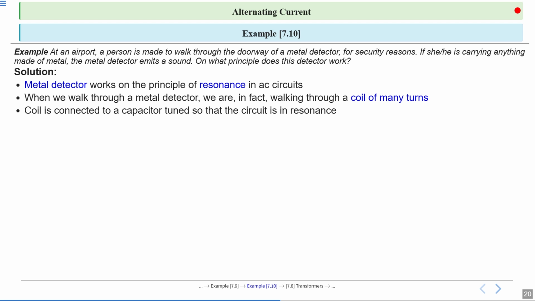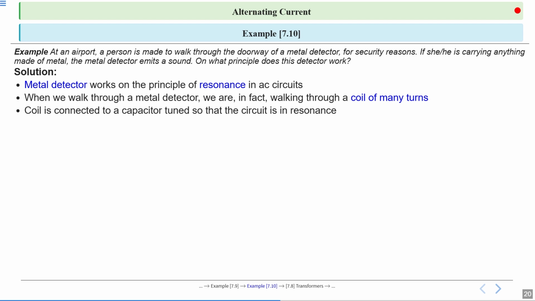So the circuit is in resonance when we are not moving through it. That coil of many turns behaves like an inductor. We know that an inductor is made up of a coil of many turns. So that doorway, which consists of a coil of many turns, behaves like an inductor. This coil is connected to a capacitor, so it is like a series LC circuit. So this circuit is tuned at resonance.